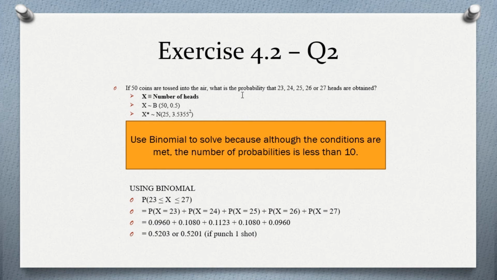If 50 coins are tossed, what is the probability that you will get 23, 24, 25, 26 or 27 hits? Use binomial to solve, because although the conditions are met, the number of probabilities is less than 10. You must make sure all of the conditions are met. You have n more than 20, p less than or equal to 0.5, but you must also have greater than 9 probabilities, that means 10 or more probabilities to calculate. Here only how many? So that's why you're doing it manually. But of course, we have been accepting both.